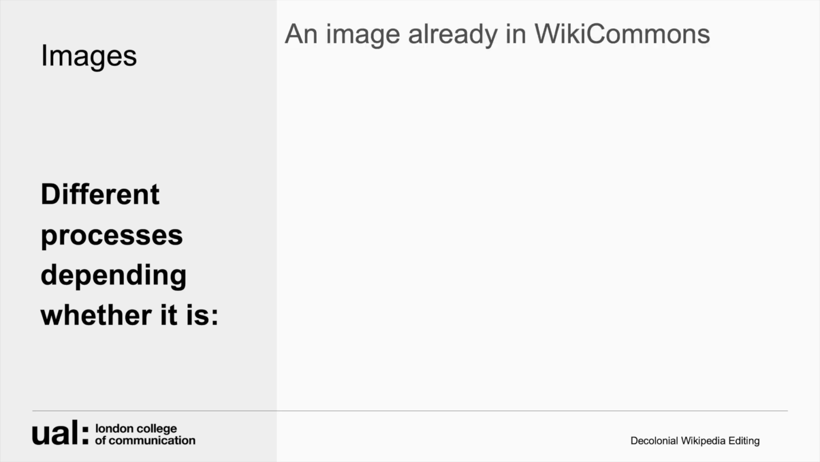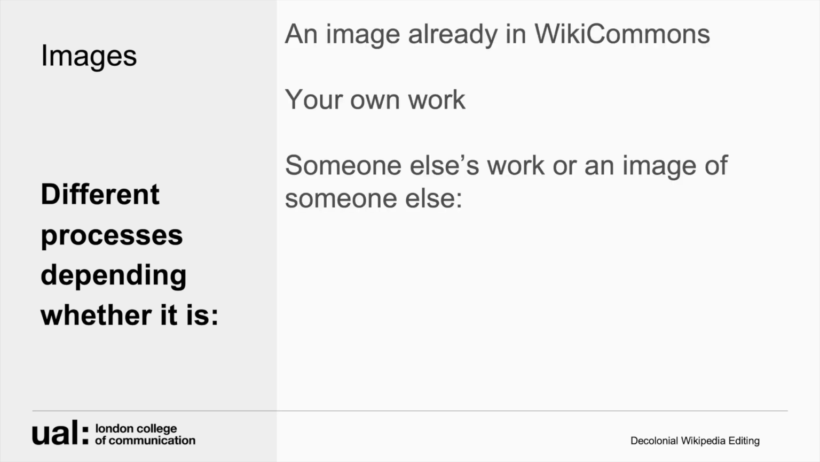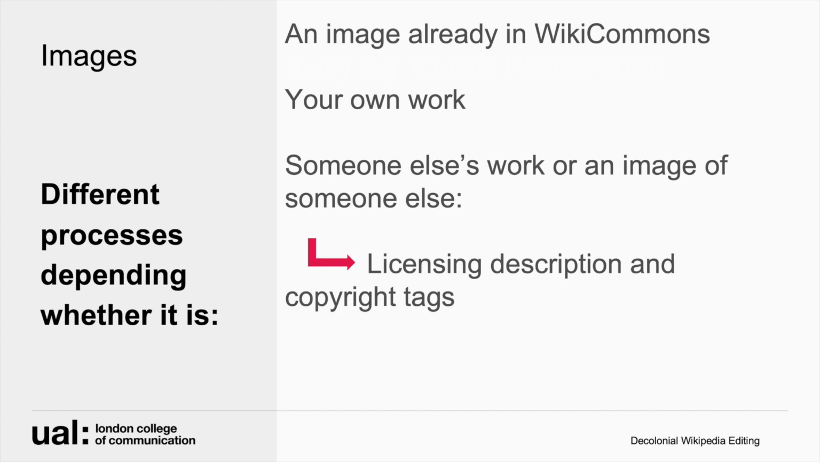One last note on editing is the inclusion of images, a notoriously tricky element of Wikipedia editing due to the complexities of copyright law. There are different processes depending on whether an image is an image already in Wikicommons, your own work, someone else's work, or an image of someone else, licensing description and copyright tags, and fair use. Although ultimately the easiest way to include images is to use your own work where possible, uploading it to Wikicommons so that it can be subsequently used by other users.